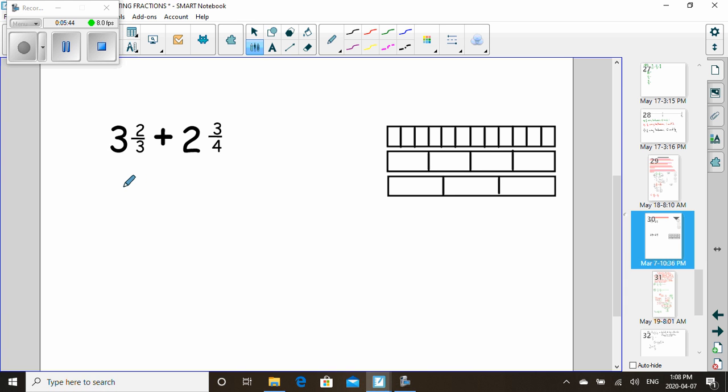When we start multiplying and dividing next year, we need to be able to convert into improper fractions. You need to do it anyway this year, but you need to do it with a purpose next year. So let's think about 3 and 2/3 as an improper fraction.